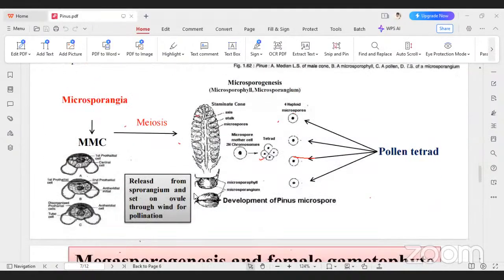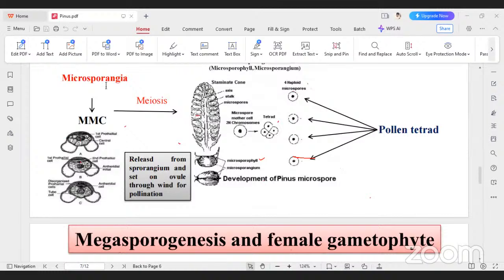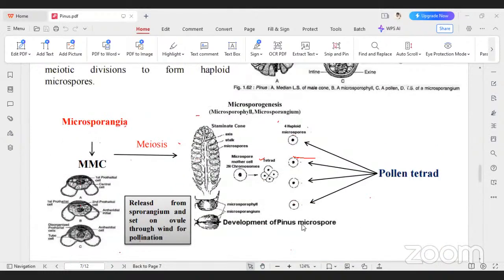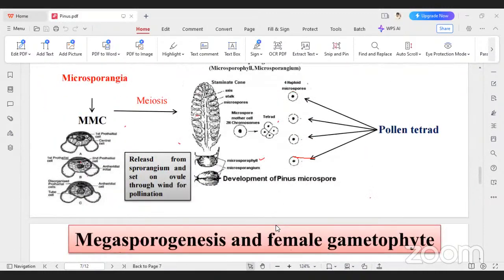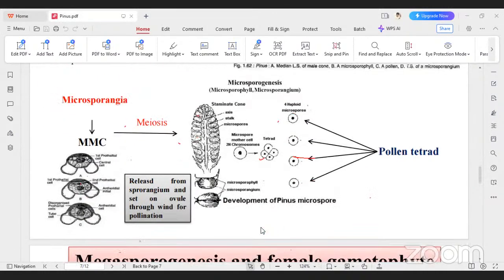Let's see here: microsporangia, microspore mother cell (MMC), meiosis, microspores. After microspores, the male gamete develops. Simple. Let's see it diagrammatically.